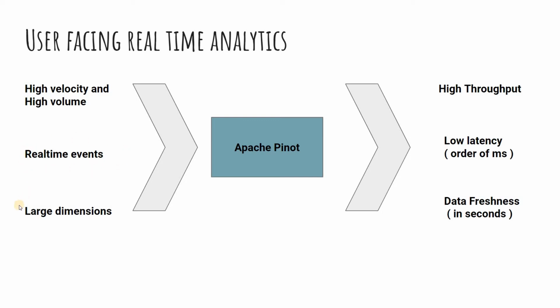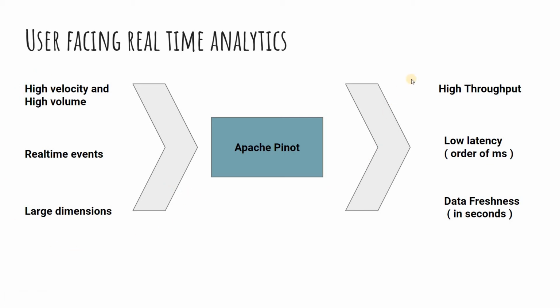Also, the events which come into the system have a large number of dimensions. What is a dimension? In the previous example I gave, wherein I said you want to view the website traffic based on the country, the country acts as a dimension. Dimensions help us slice and dice data. Now this forms the ingestion portion of Pinot.